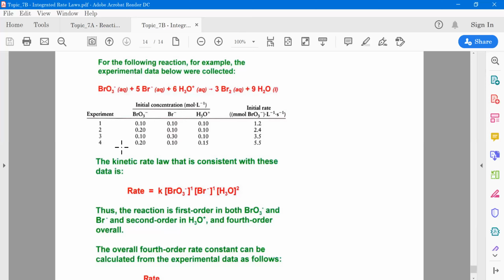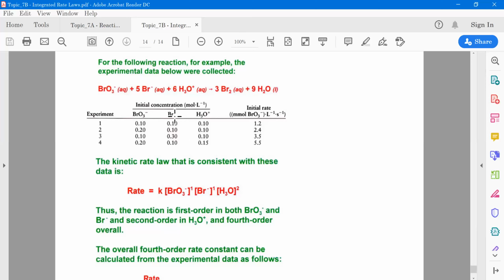And finally, in the fourth experiment, once you've done experiments in 2 of the 3 components, as we did in experiments 2 and 3, you could now vary 2 components at the same time, because you already know what one of them will do from one of the previous experiments. And that's what this fourth experiment is doing here. The initial concentration of bromide is now kept the same as it was in the first experiment again, but both the bromate and the hydronium ion are being varied. The bromate is doubled, and the hydronium ion concentration has gone up by a factor of 1.5 initial concentrations.